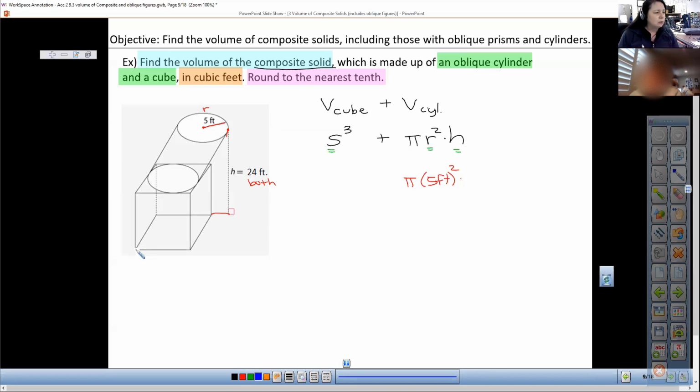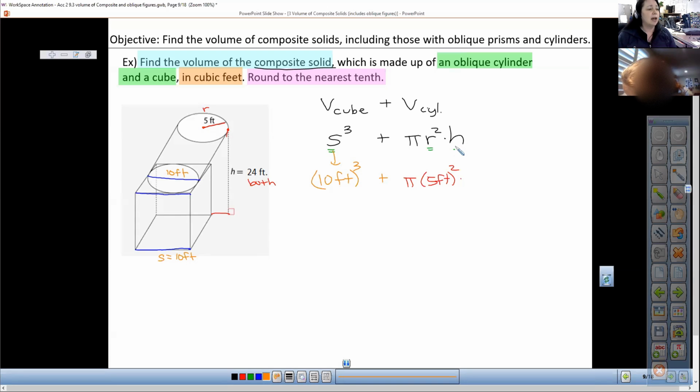Do you notice a relationship at all between this side or edge measurement of the cube and the diameter of the circle? If you're thinking, oh, they would be the same, you are correct. And so if we can figure out the diameter of the circle, we know the radius, then we can also use that for the side edge of the cube, our S measurement. So if our radius is 5 feet, then our diameter would be twice that, 10 feet. And that means our S is 10 feet. All right, so now we've got our S. This is going to be 10 feet cubed.